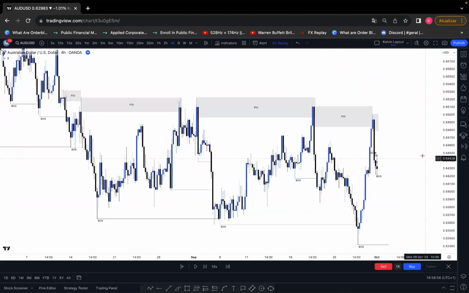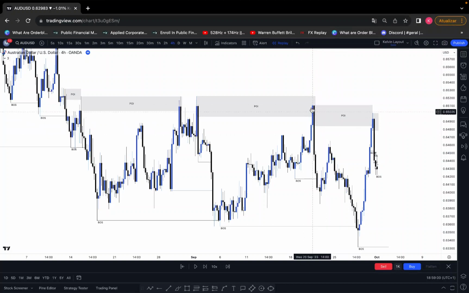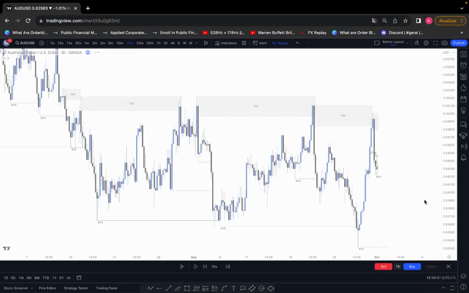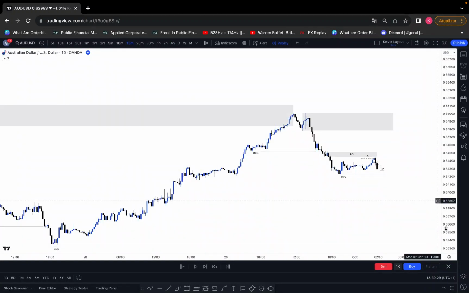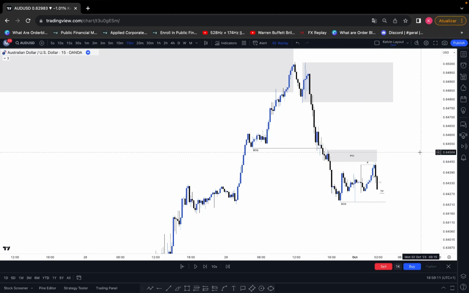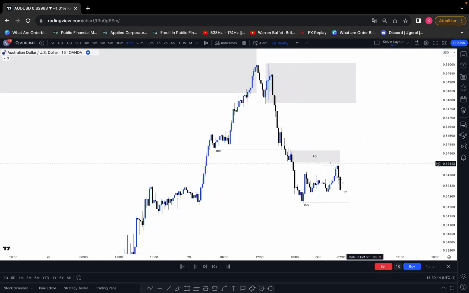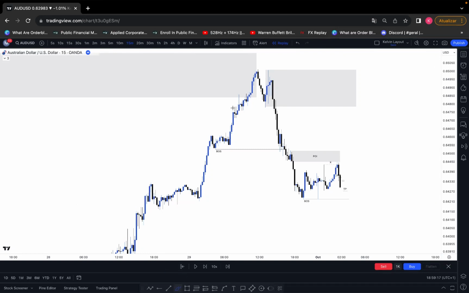Now once price came into this 4-hour supply zone after it had broken below this previous structure low, I dropped down to the M15 time frame. So we come to the M15 time frame. Usually what I like to see before I start to take trades on the lower time frame is at least an M15 change of character, right? So what happened is we had this structure high, we had this minor low right here before price made this high right here, and then we had the change of character.